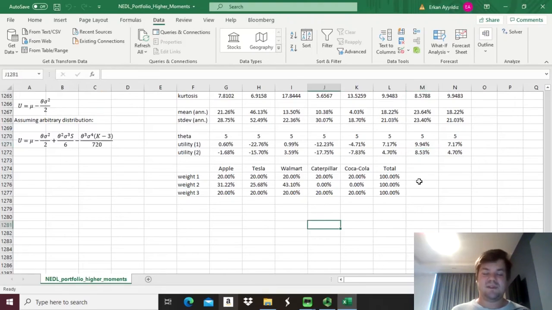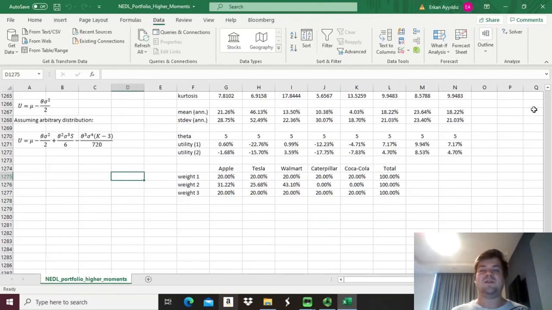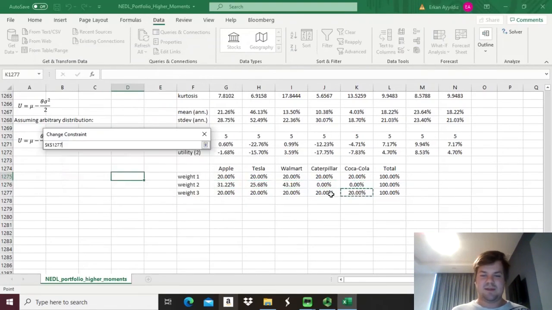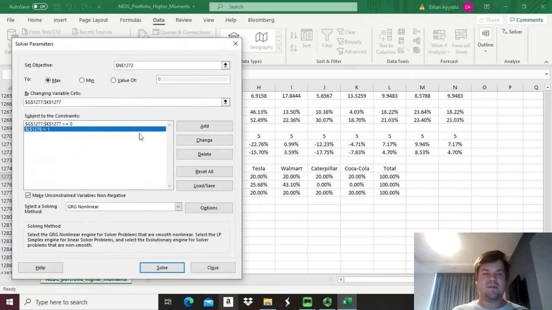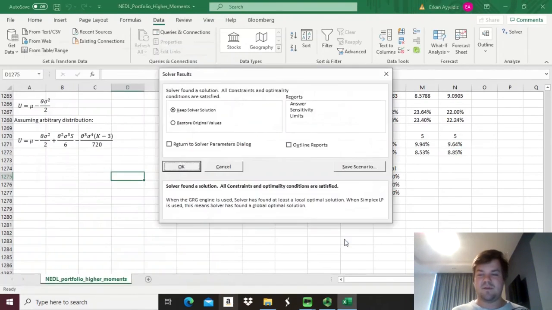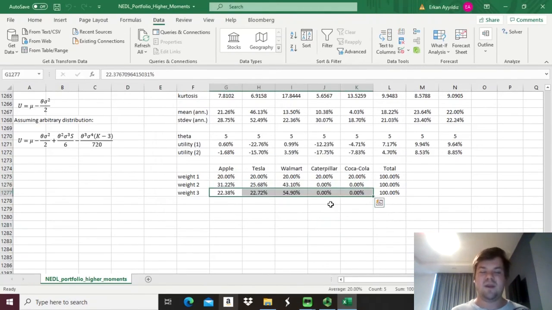Now, for the second case, when our investor assumes non-normality or cares about skewness and kurtosis, we can do exactly the same procedure, but in that case, we need to maximize the second utility function by changing the weights that correspond to the third portfolio and holding those weights non-negative, and holding the total sum of new portfolio weights equal to 1. And then we click solve, and we get another portfolio that would be best under non-normality.